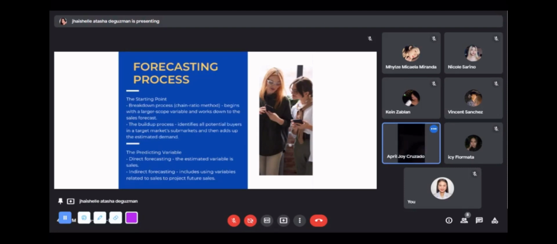Forecasting process. The starting point. The breakdown process, or same ratio method, begins with a larger scope variable and works down to the sales forecast. The build-up process identifies all potential buyers in a target market and sub-markets, and then adds up the estimated demand. The predicting variable. Direct forecasting: the estimated variable is sales. Indirect forecasting includes using variables related to sales to project future sales.